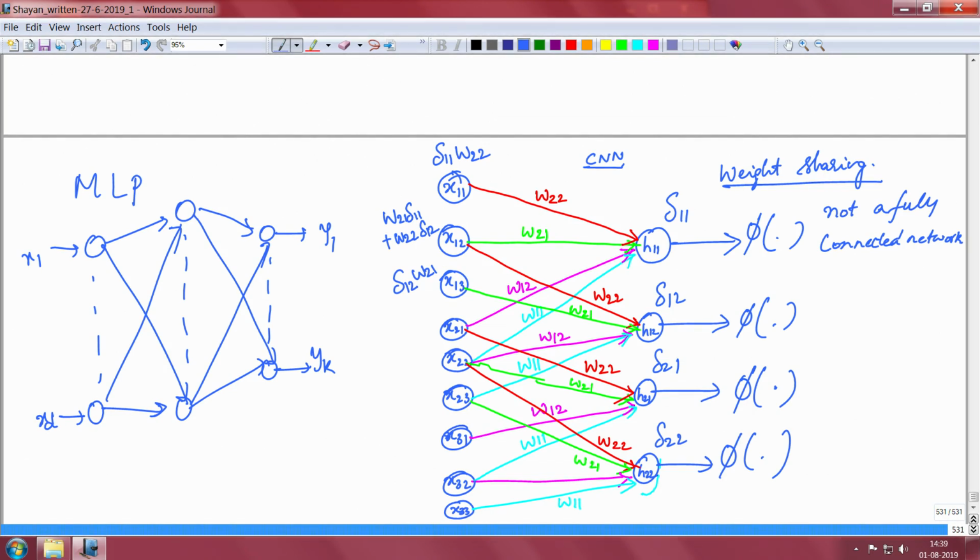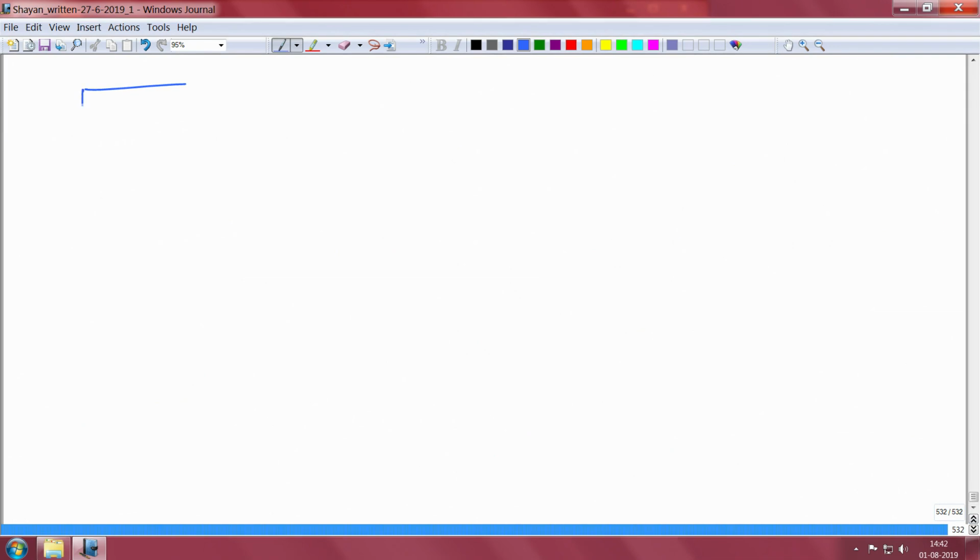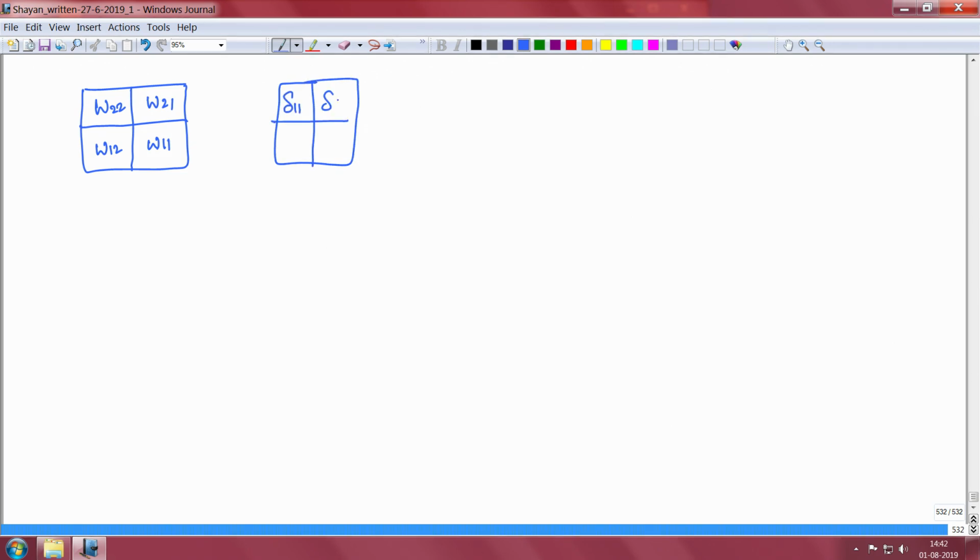This can also be computed as follows. We have the filter which is rotated by 180 degrees like this, and we have a set of local gradients delta 11, delta 12, delta 21 and delta 22. Now, what we do is we perform convolution between this and this.